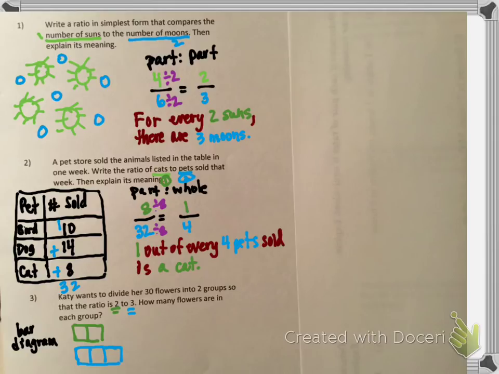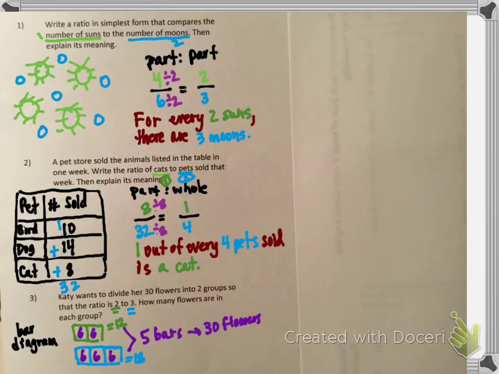So, you got to ask yourself, how many bars did I come up with? And if you look at it, you're going to say, wait a second, I see 5 bars. And we want to do 30 flowers. So, how many flowers would be in each bar if I have 5 of them and there's 30 flowers? Well, we should know that 5 goes into 30 6 times. Okay? So what that lets me conclude is that in this first group, there's going to be 12 flowers. And in the second group, 6 plus 6 plus 6 gives us 18.